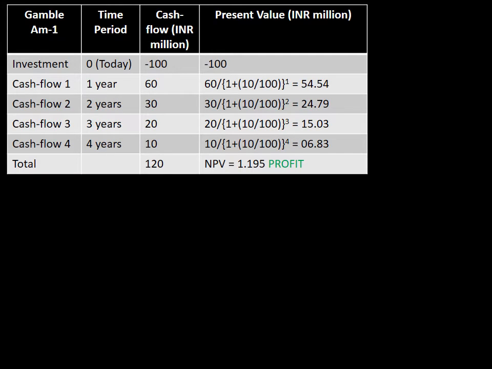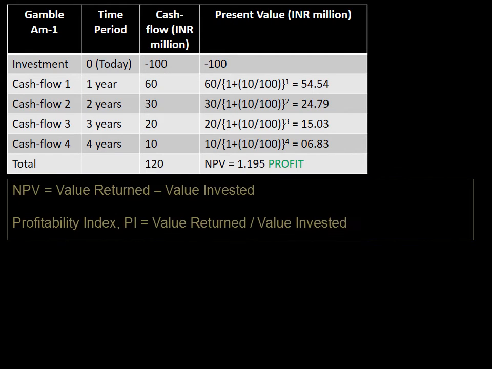Alright, let's have a look at this again. NPV is nothing but value returned less value invested. What is my value returned? It's simply the sum of 54.54, 24.79, 15.03, and 6.83. All the value returned. I am not taking 60, 30, 20, and 10 because that is the investment returned. I want to know the true value, the present value, which are these numbers. When I add these numbers, I get the value returned. The value invested is, of course, 100 mil.